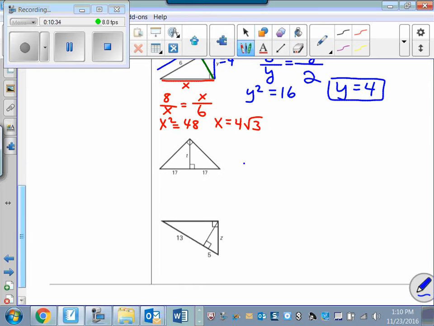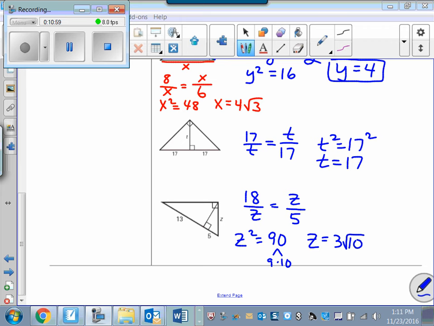Okay, the altitude is the geometric mean of the two segments of the hypotenuse. So t squared equals 17 squared, so t equals 17. I'm not going to do 17 squared and then take the square root of it. That would be silly. Okay, why don't you do this next one and then come back and check it?